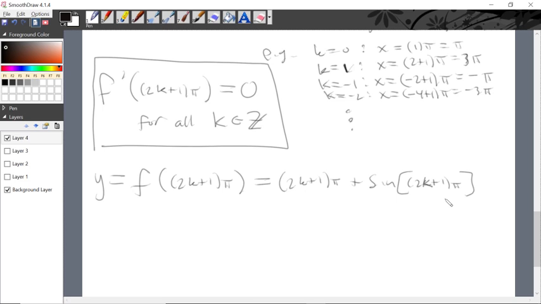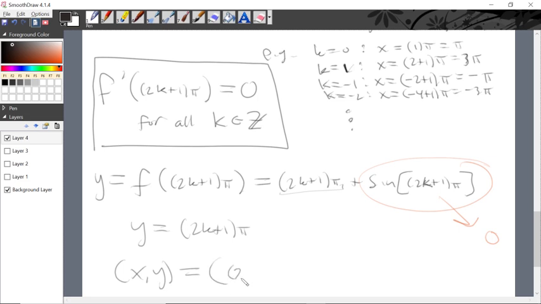Now the sine of any integer multiple of pi is always equal to 0, right? So this right here is equal to 0, because the sine of any integer multiple of pi is always equal to 0. So we're just left with this quantity right here, the same quantity. So that means that y is also equal to (2k plus 1) times pi. So the points are the points x, y where both the x and the y coordinates are equal to this (2k plus 1) times pi.